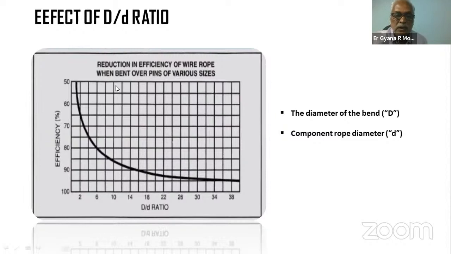And then another thing is when we are making a bend, let us say we are lifting a component and we are making a bend, then the diameter to diameter ratio decreases the efficiency of the rope. So when you are making a bend or when you're going through a round, you have to be careful about the efficiency of the rope.